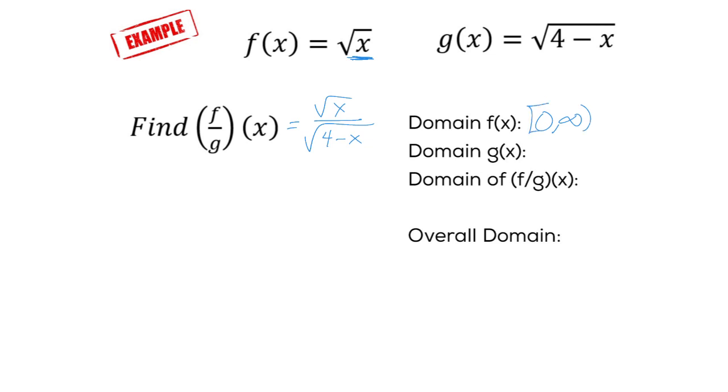When I look at g of x, okay, this is a little trickier. Be careful here. I cannot let this be a negative number. So this right here has to be greater than or equal to 0. I'm going to add my x and then flip it around because I like it flipped around better. This is saying that x has to be smaller than 4. Smaller than 4 means this right here.